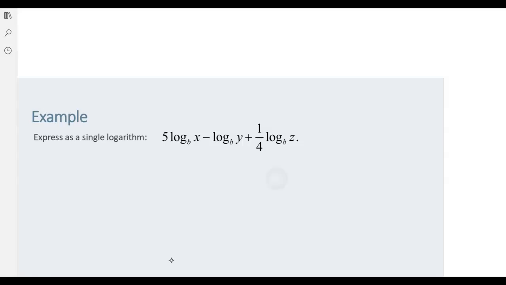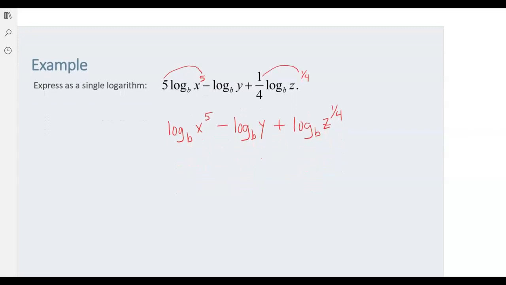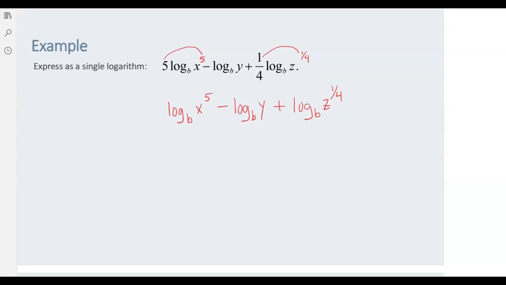I'm going to start by taking any number that's multiplied in front, moving it up as an exponent. So I'd have log base b of x to the fifth. The log base b of y stays the same. And then this one will be log base b of z to the 1/4. Anything that is positive stays in the numerator, and anything that's negative goes down to the denominator. So we'll put this together in a single log with x to the fifth and z to the 1/4 in the numerator and y in the denominator.